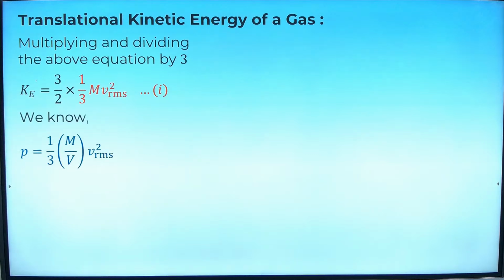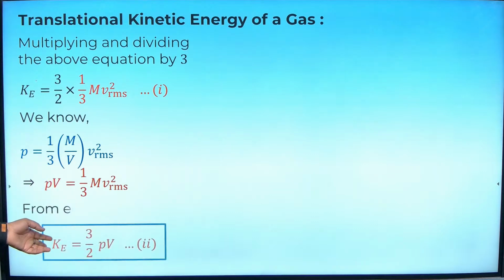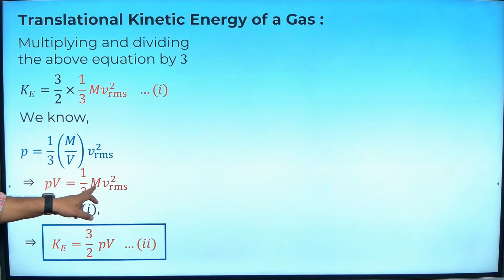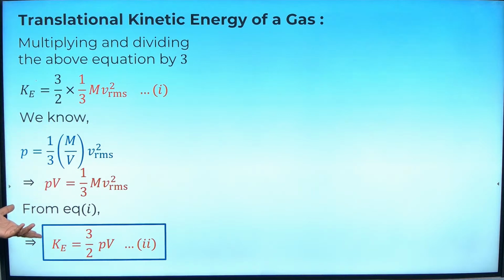Why? Let us see. Before this page, we got a point where we wrote P is equal to 1 by 3 m by v into Vrms square, right? PV is equal to 1 by 3 m Vrms square, same thing. So instead of writing 1 by 3 m Vrms square, they are writing PV. So can I say that kinetic energy becomes equal to 3 by 2 PV? I hope you are understanding. Just the changing of terms from here to there. I want to now draw a relationship between kinetic energy and Vrms. So kinetic energy is equal to 3 by 2 PV.